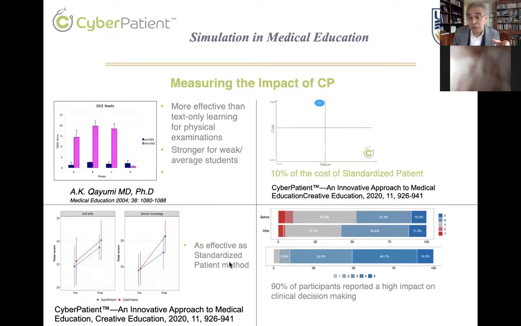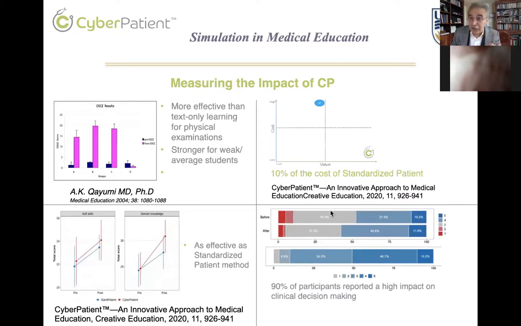The other study that we did, with history taking at the University of British Columbia, also shows that within history taking, it would make a huge difference. And there we showed that this costs 10% of the standardized patient. In Kazan State Medical University in Russia, they used CyberPatient for the whole semester, and they did a survey afterward, and they found that 90% of participants reported a high impact on clinical decision-making for them. And they love to use CyberPatient for their studying.